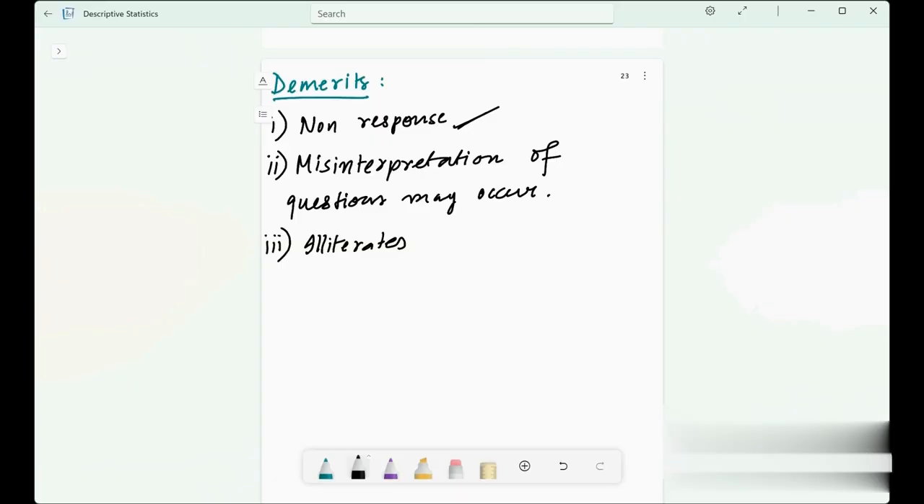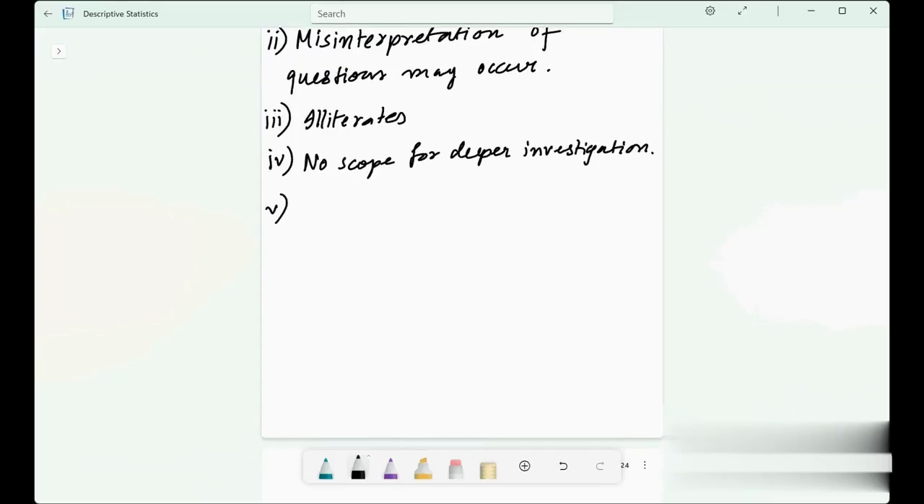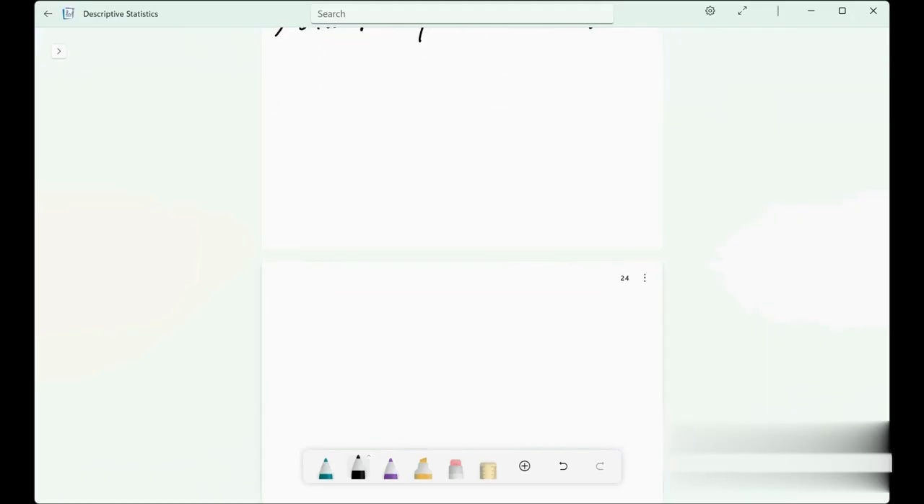We have 2 more. Fourth is no scope for deeper investigation. Of course, if you want to ask the person personally about the subject, you cannot do it because this is a set of questions which the person needs to answer, just that. And fifth is incomplete or dishonest response. Nobody can check, right, if the person is filling up the form accurately with proper information. So yeah, this is all for the demerits.